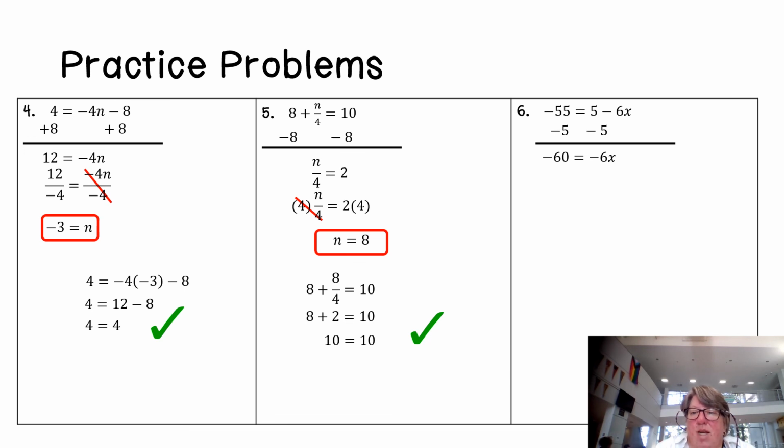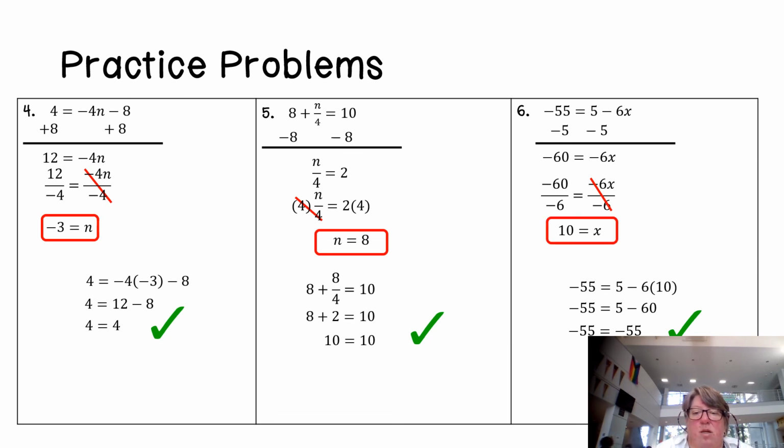Step 2 says get that variable alone. So we have a coefficient of negative 6. So we're going to divide both sides by negative 6. Negative 6 divided by negative 6 is 1. So we end up with x is equal to 10. We plug that back in. We get a true statement. So we know that our solution is correct.